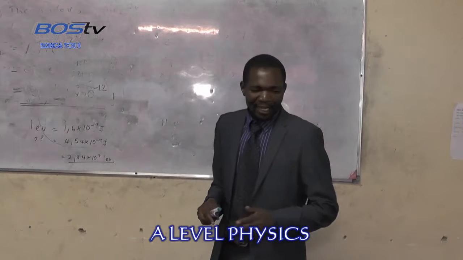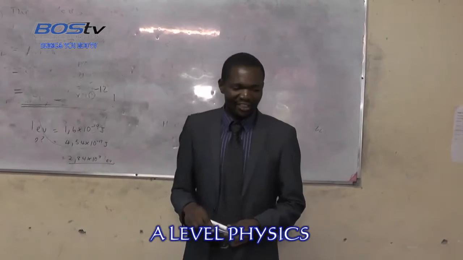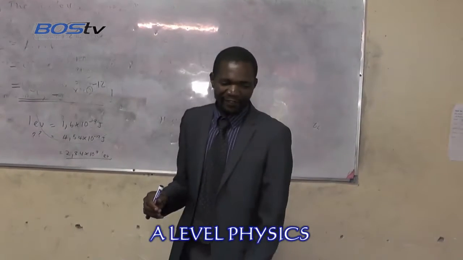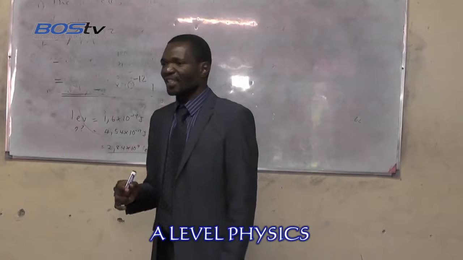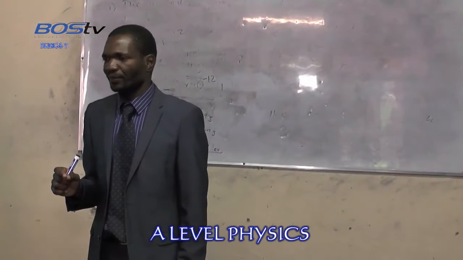Stable nuclei, which have little or no tendency to disintegrate, have large binding energies, whereas less stable nuclei have smaller binding energies. Let me try to expand on this.